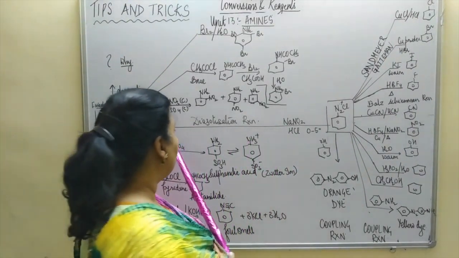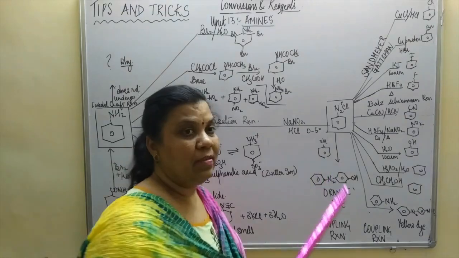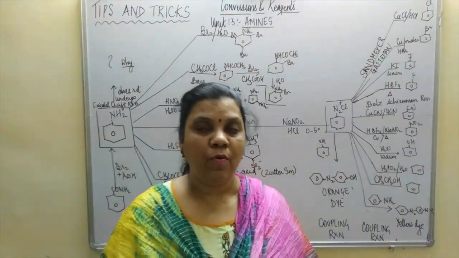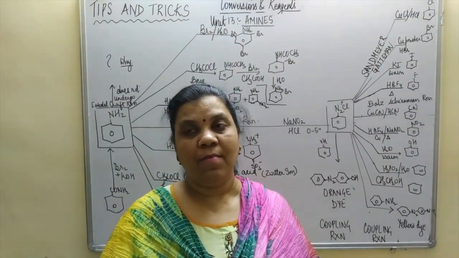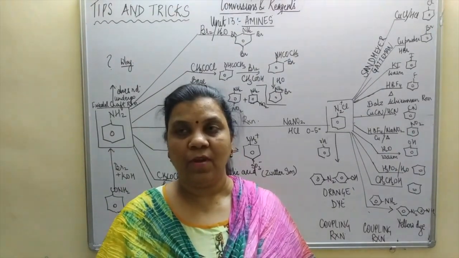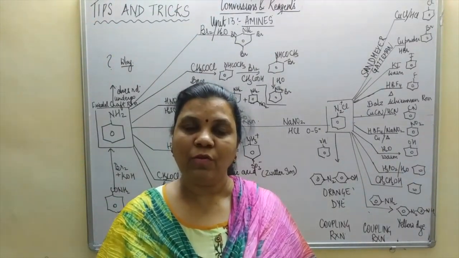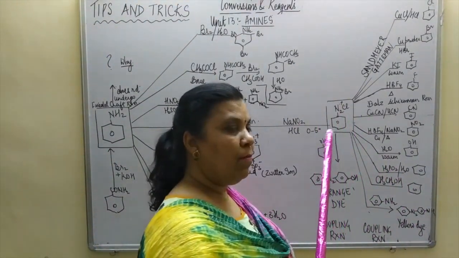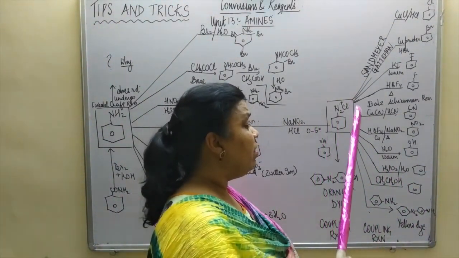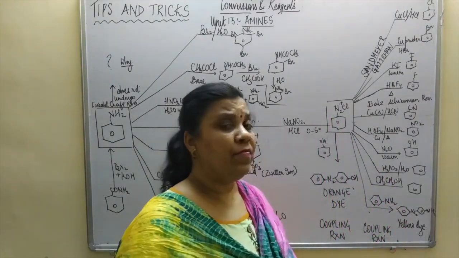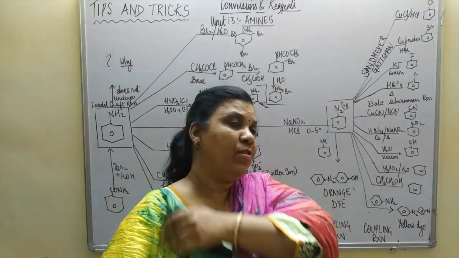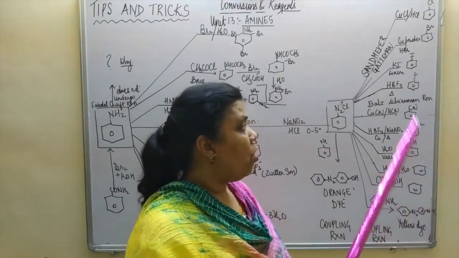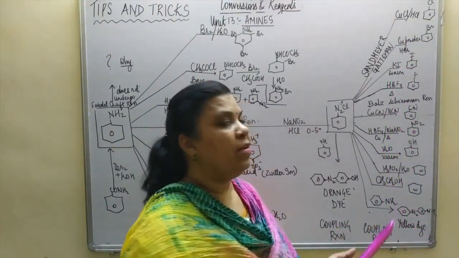Now let us proceed to this reaction, diazotization, a very commonly known reaction, and it is an important name reaction, which is aniline when treated with NaNO2 and HCl at 0 to 5 degree will form benzene diazonium chloride. This benzene diazonium chloride is very, very important in conversions, and let us see to what all class of compounds can it be converted to.